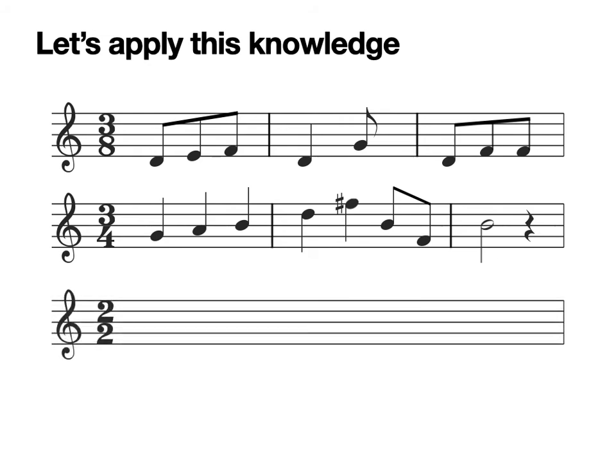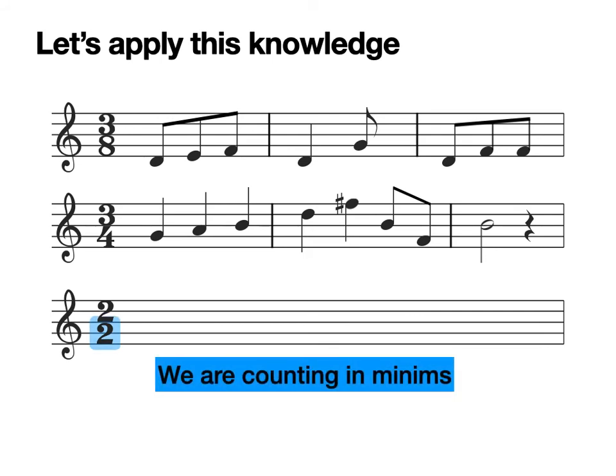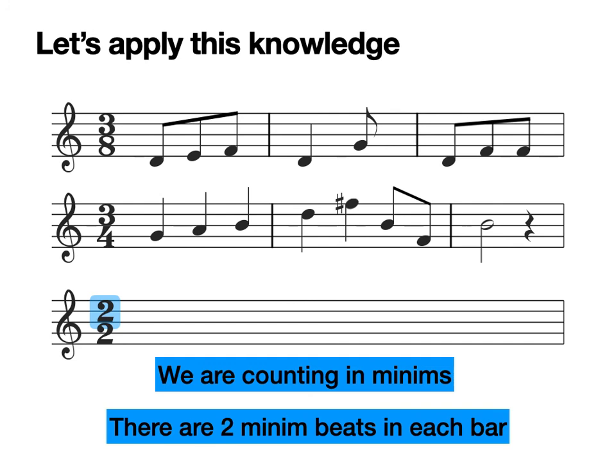Now let's look at this time signature. The bottom number meant we were counting in minims, and the top number meant there would be 2 minim beats in each bar. So let's do a melody with 2 minim beats in each bar.